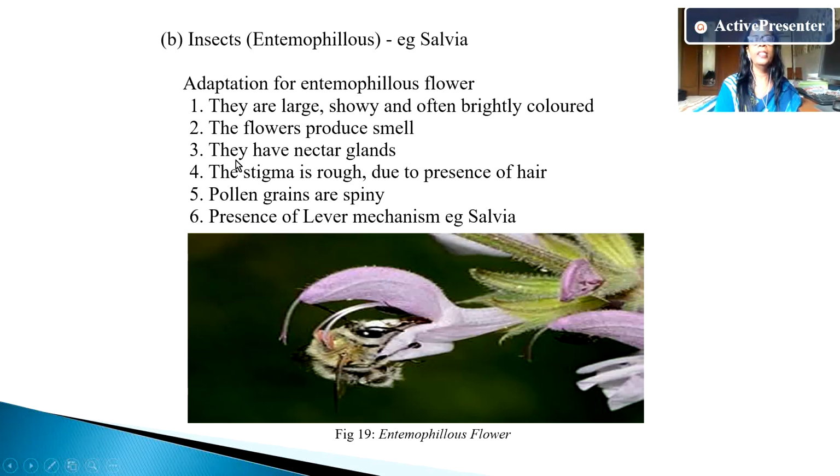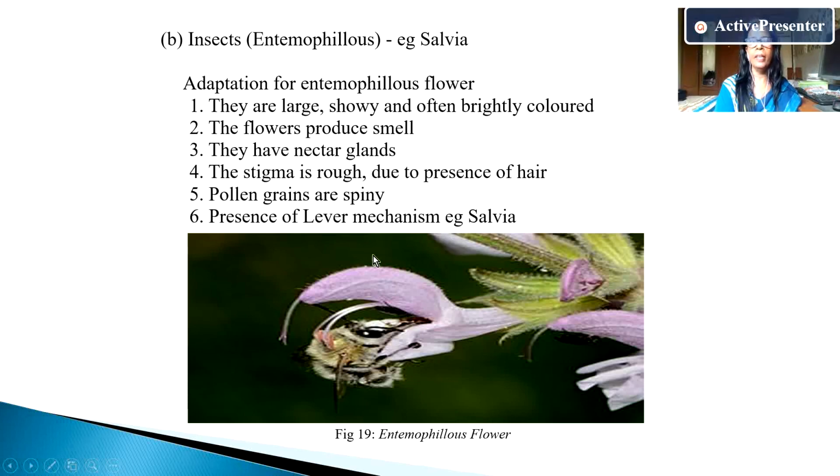Next one, insect pollinated flowers, example Salvia. Adaptations for entomophilous flowers: they are large, showy and often brightly colored. Flowers produce smell. They have nectar glands. The stigma is rough due to the presence of hair. Pollen grains are spiny. Presence of lever mechanism.